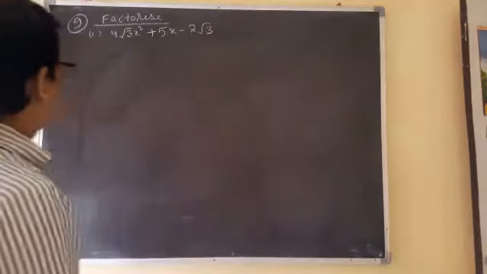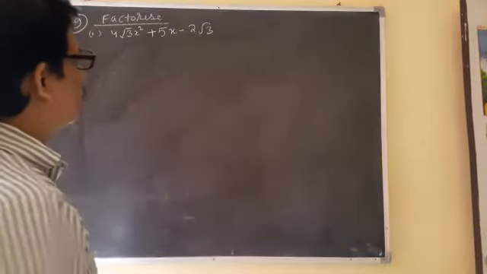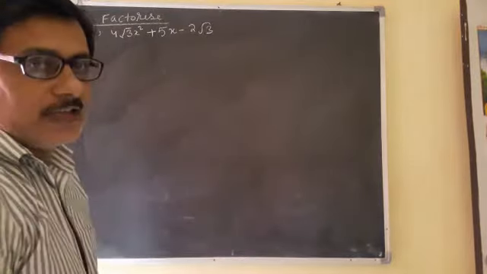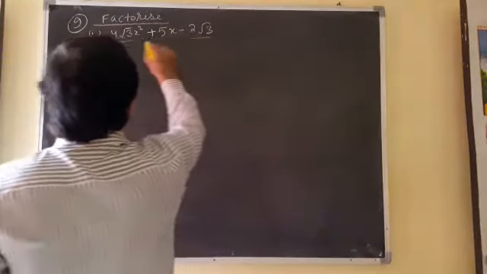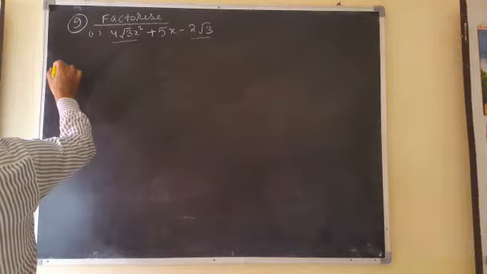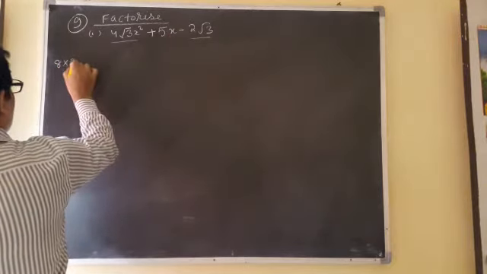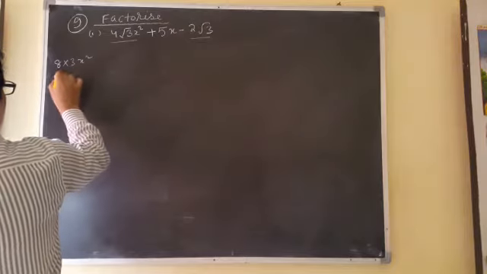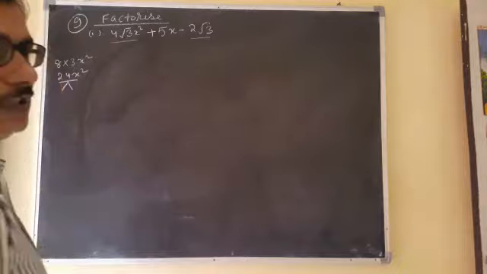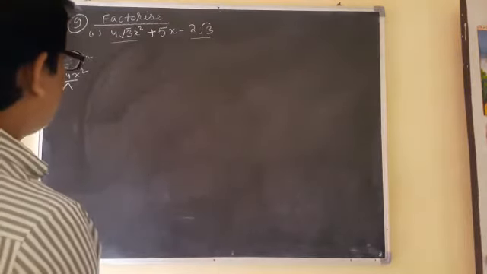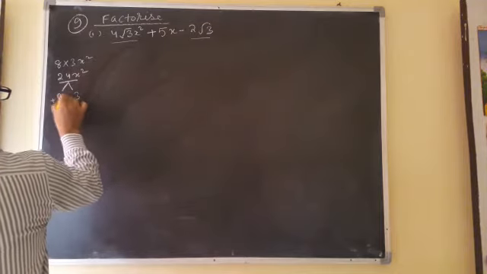Now let us see the next question. Factorize 4 root 3x square plus 5x minus 2 root 3. Again we will take the help of middle term splitting. For that we will multiply their extreme terms. So what will be the product of their extreme terms? 4 2s are 8. 8 into root 3 into root 3, that is 3, so 24x square. Now let us split this 24 in such a way that their sum must be 5. So as we know 8 3s are 24, plus and minus.